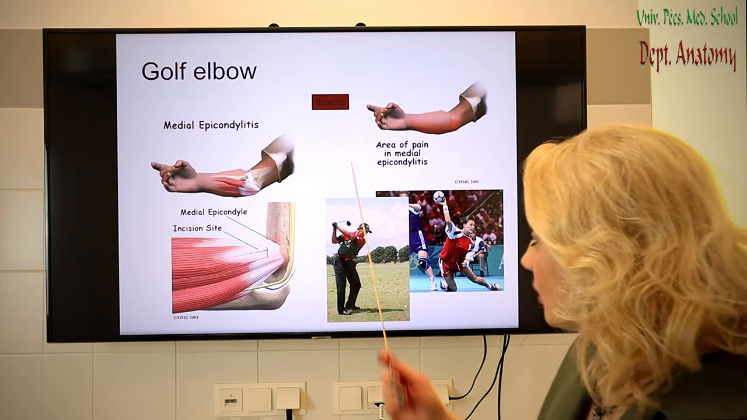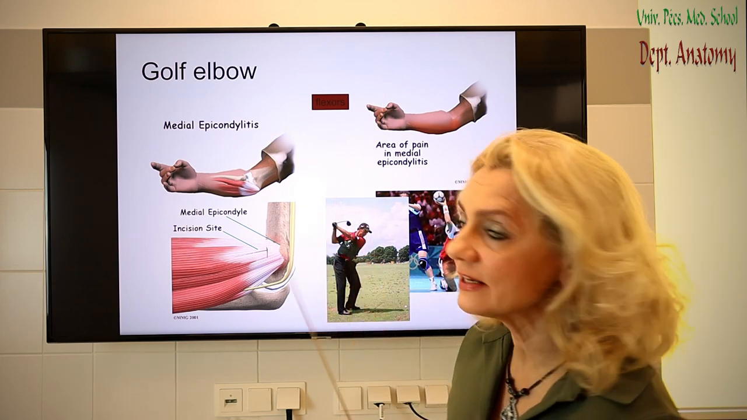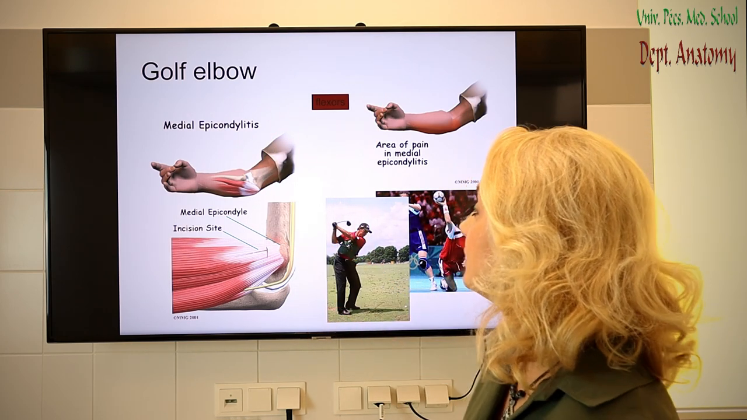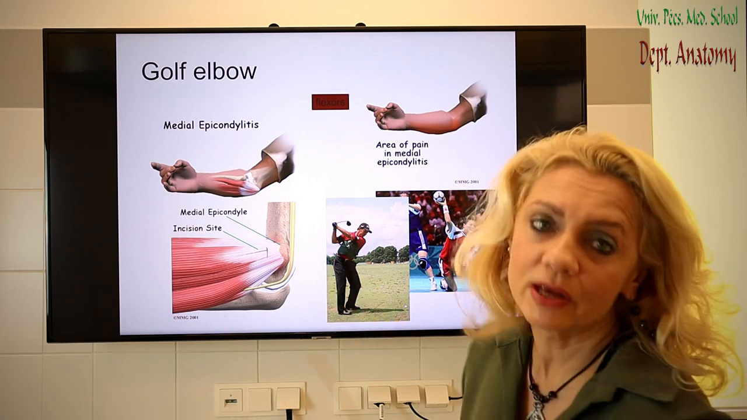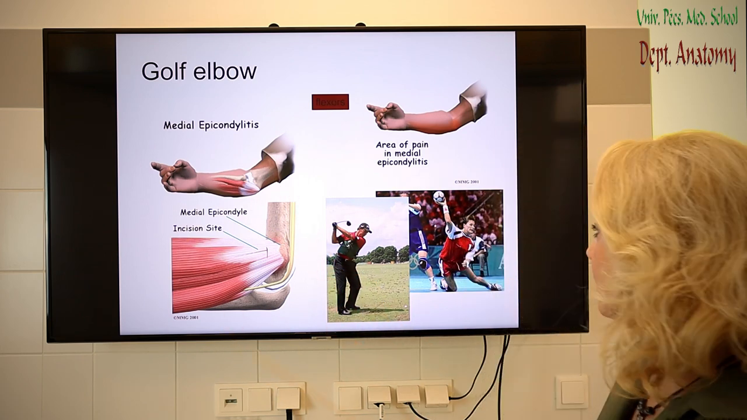Or the opposite is the overuse of the flexors. This is called golf elbow. It's a medial epicondylitis, so when the flexors are overused.